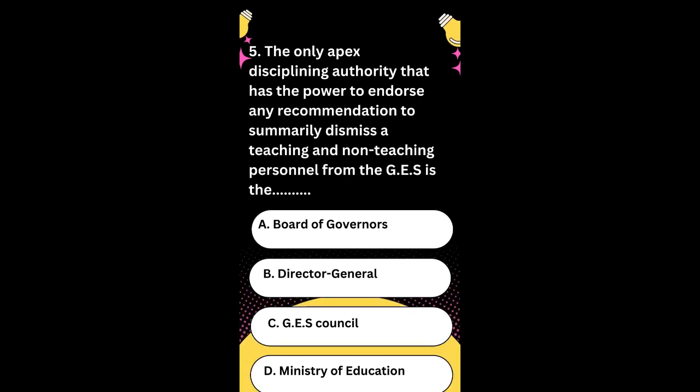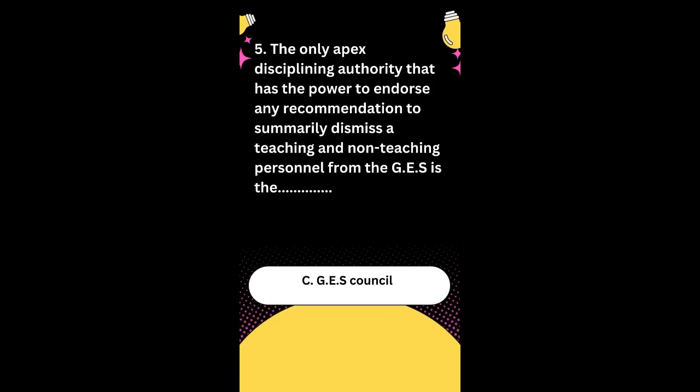5. The only apex disciplining authority that has the power to endorse any recommendation to summarily dismiss a teaching and non-teaching personnel from the GES is the A. Board of Governors. B. Director General. C. GES Council. D. Ministry of Education. The correct answer is C.